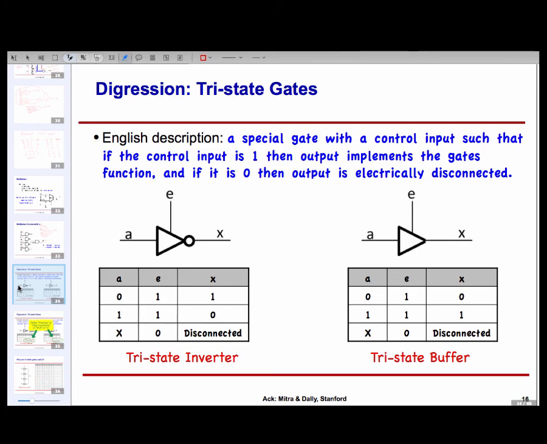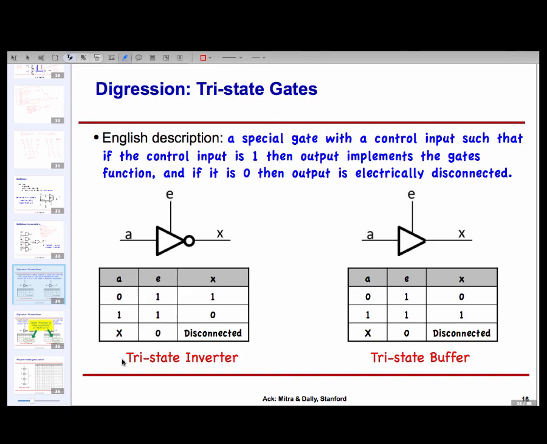And you would see that there are these gates where there is an enable signal. And what this enable signal does is, if enable is high, so this is an inverter as you can see out here, it acts like a normal inverter. So if input is 0, output is going to be 1. If input is 1, output is going to be 0. But if enable is 0, then it disconnects itself from the output. Electrically disconnects. Okay, so input has no effect.